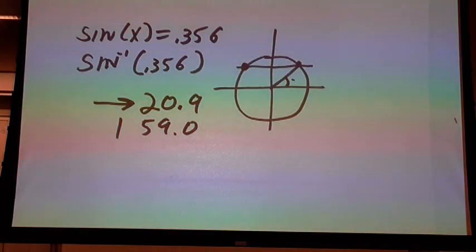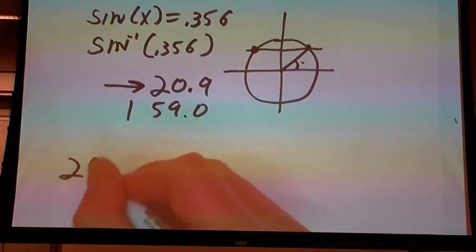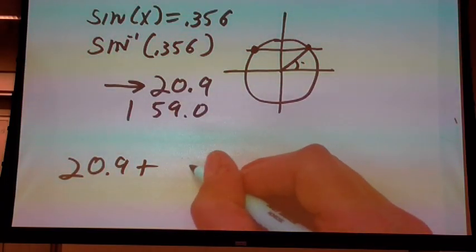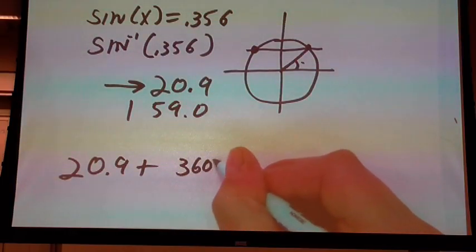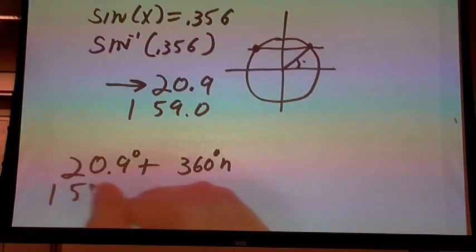Secondary value. But now, to get all the values, I have to do what? I have to add n times the period, which is 360 degrees, to each of these.